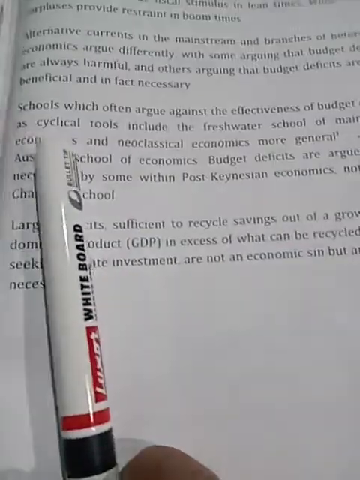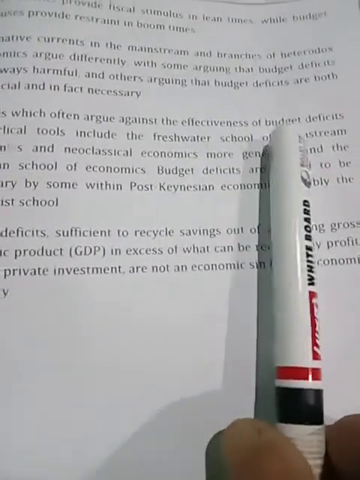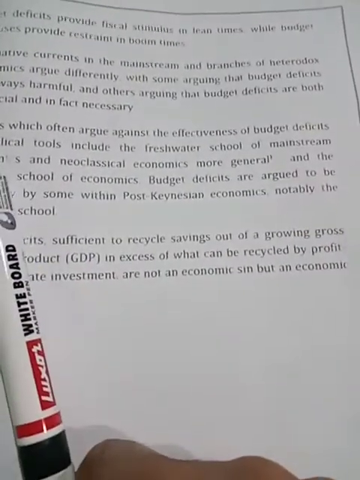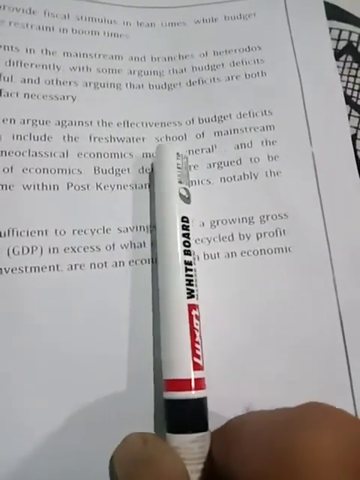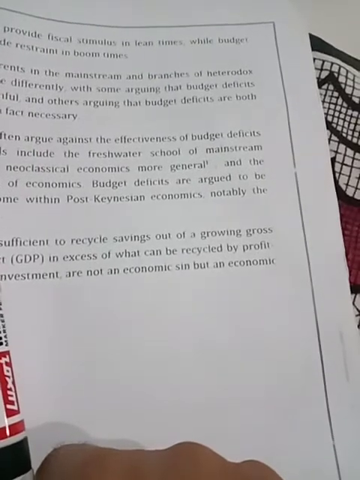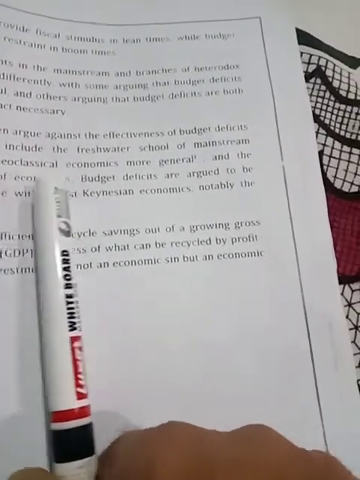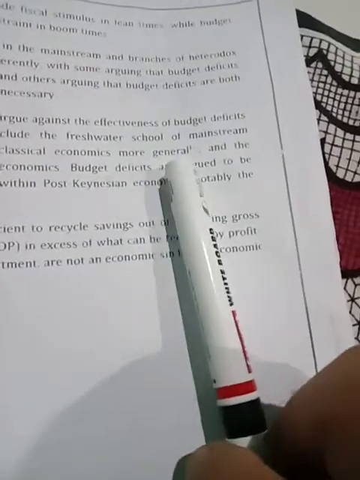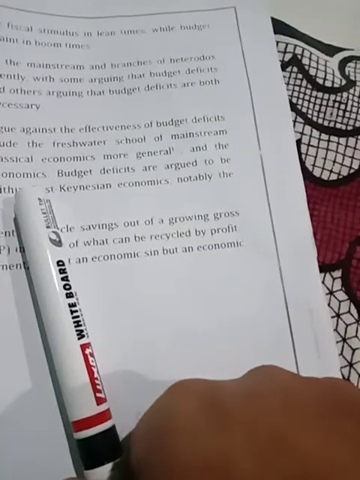Schools will often argue against the effectiveness of budget deficits, including the freshwater school and mainstream economics, neoclassical economics more generally, and the Austrian school of economics.